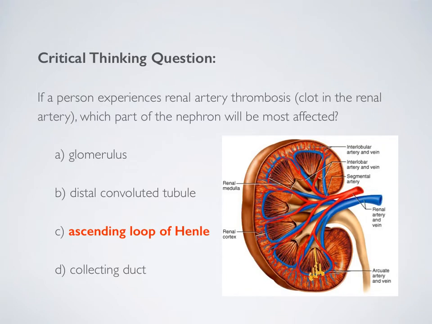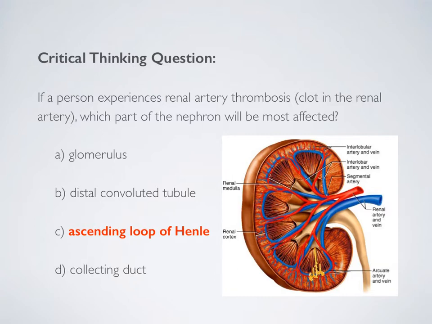Now that you know the answer, see if you can come up with a reason. Why would it be the ascending loop of Henle? Any thoughts? Is that because of the pressure there that regulates the nutrient concentration back and forth gets affected? It's not about necessarily the pressure of the filtrate. You mean the pressure of the fluid in the? So the pressure does change, and that's an important part of it.